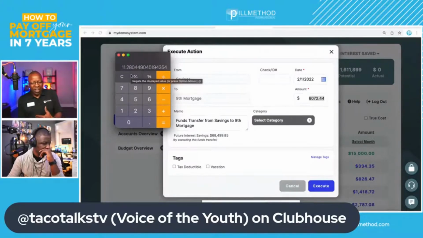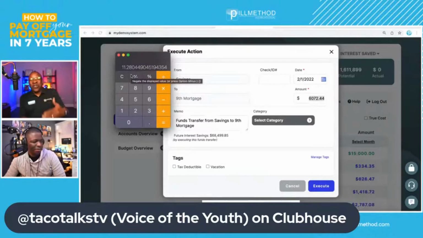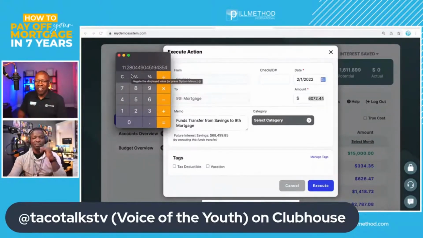Let me ask you, if you gave me $1 and I gave you back $11.28, how many times would you do that, Taco? Forever. Do you realize that the bank has to do the very same thing for every dollar you give them extra on this mortgage at this point? It makes it impossible for them to charge you $11.28. That's what we do, sir.